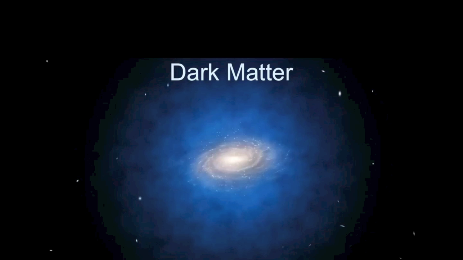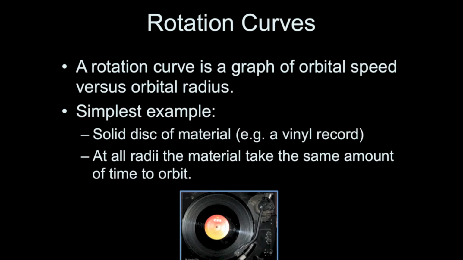In this video, we're going to talk about the evidence for dark matter in astronomy, and specifically the evidence for dark matter within galaxies. To do this, we need to discuss what a rotation curve is, because this becomes one of the main tools that astronomers use to discern the indirect effects of dark matter.